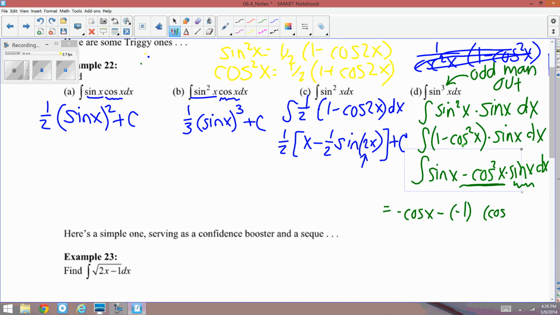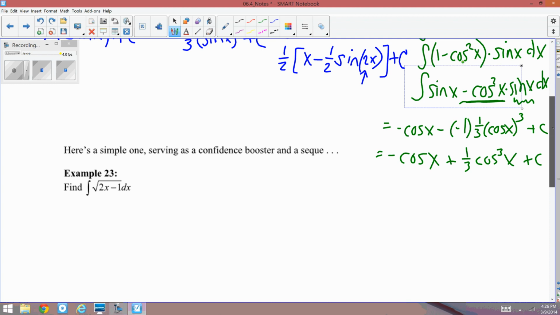Let me write my cosine function. 3 divided by the new power. Don't forget my plus c. So if you want to rewrite it, negative cosine x plus 1/3 cosine cubed x plus c. And you're done.